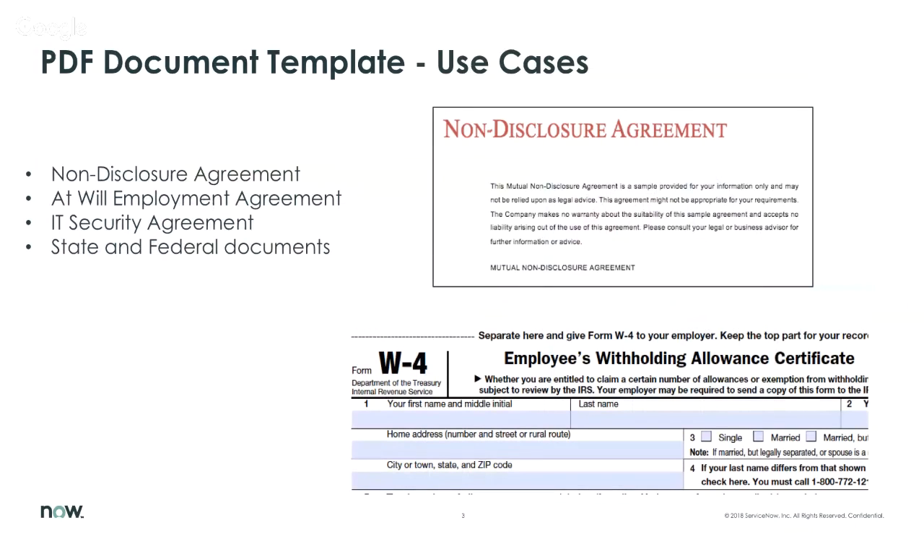So you may ask, well, what are some of the use cases where I would use this PDF document template? And what we've seen with customers in the past is one being the non-disclosure agreement. So we would want the employee to sign a non-disclosure agreement that would be captured on the task and ultimately captured within the case. We may have another where we have an at-will employment agreement where we want the employee to sign. Another could be an IT security agreement. And then last and certainly not least, we have state and federal documents that we want to pre-populate in order to get a signature from an employee to go into their employee record.